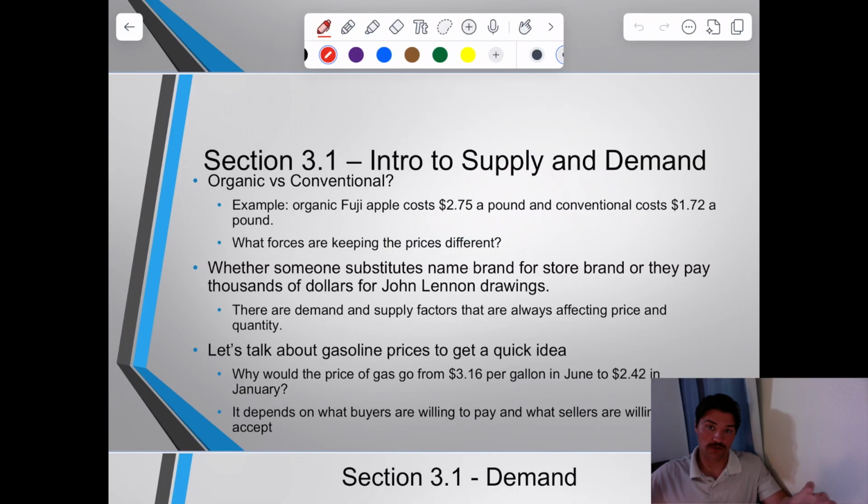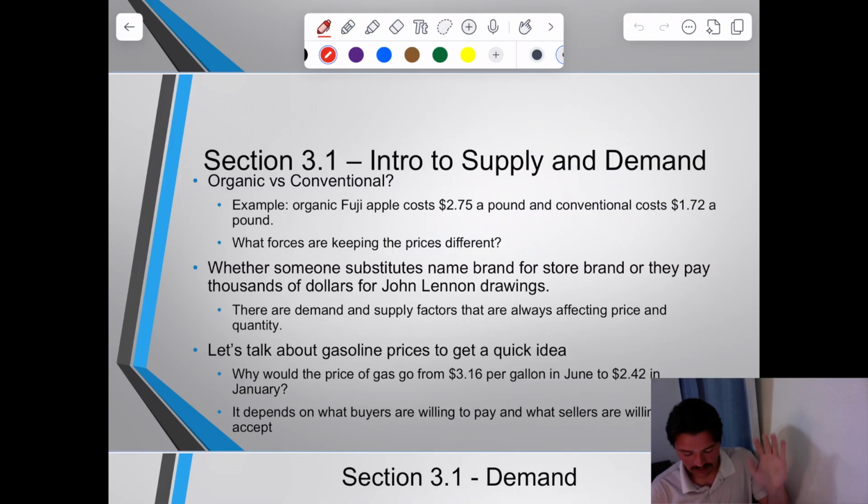So what are the forces that are keeping the prices different, right? Could it be a demand factor, right? Maybe you like the organic better, maybe it tastes better, maybe you don't want the pesticides, right? So you're willing to pay a higher price for it. Another thing could be a supply factor, right? It costs extra money in order to get the organic certification. So from a supply standpoint, that's also why it would cost more. So supply and demand factors are why we have differences in prices.